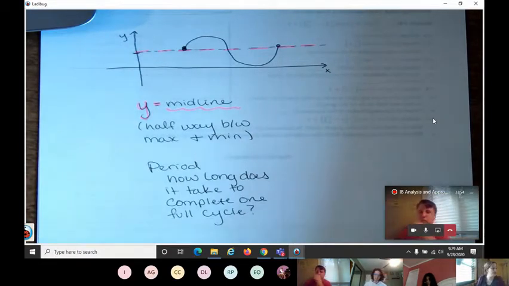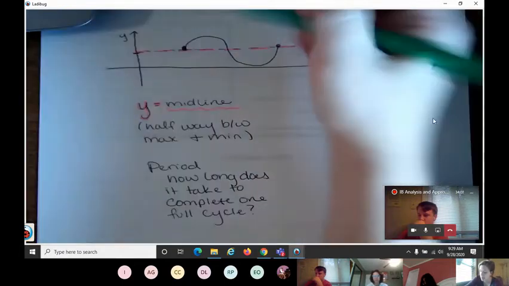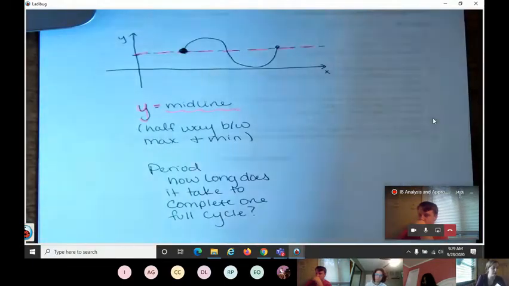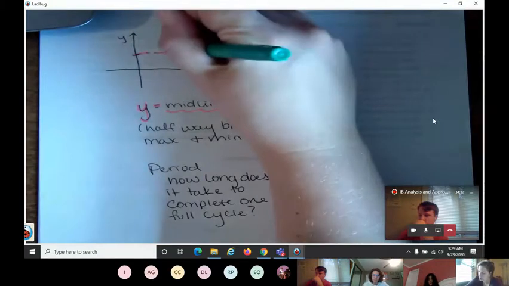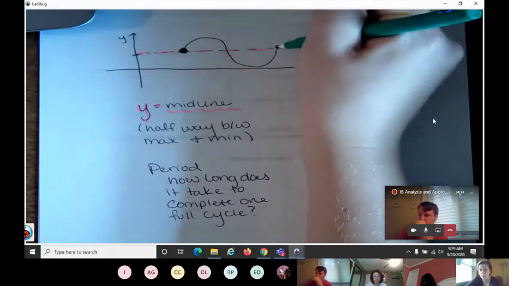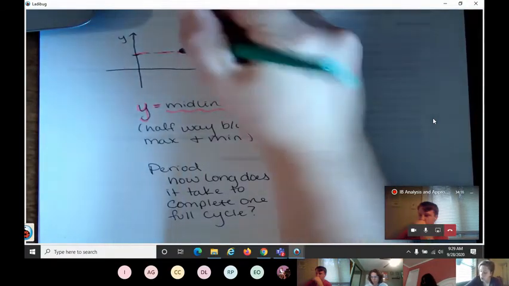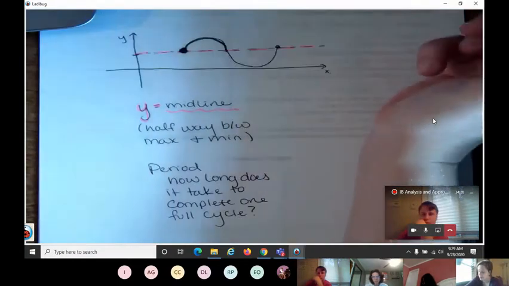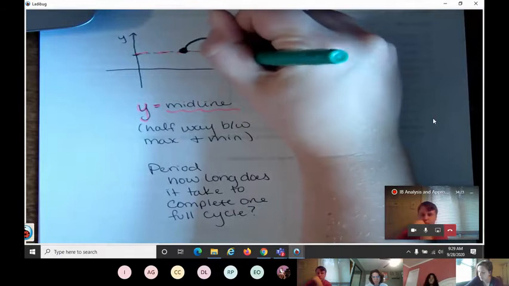So your period, I'll use this green, is going to start and end at the same place, pass through all of our positive values, and through all of our negative values.